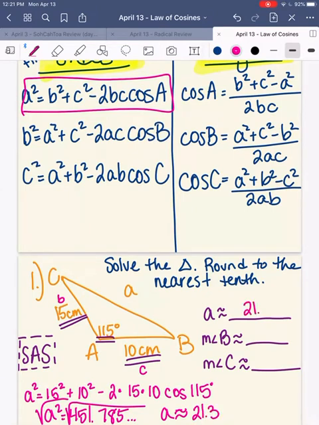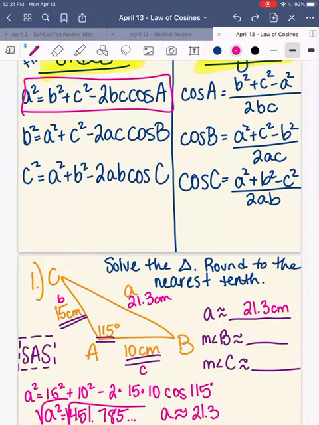Now, that's considerably larger than the other sides, so let's talk about how you know that makes sense. Do you see 115 is the angle across from it? Remember how we said the largest angle is across from the largest side and the smallest angle is across from the smallest side? So since 115 is so large, A should also be pretty large.